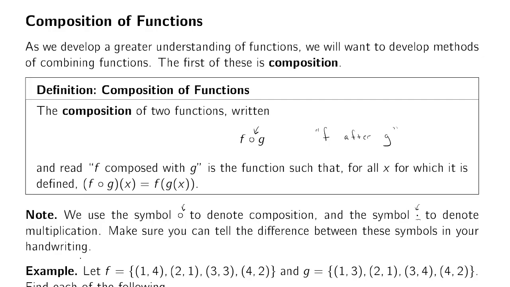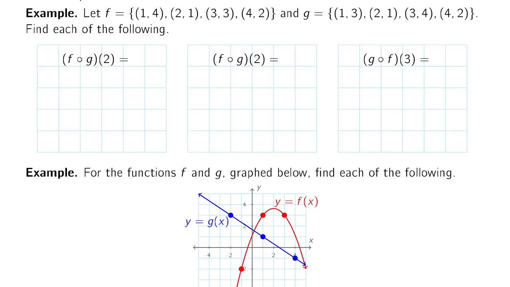Let's see a short example with a function presented as just a list of pairs. Here the function f consists of these four pairs, and the function g consists of these four pairs, and we'd like to take f composed with g of 2. So that means f of g of 2. So first we take g of 2. Looking in g, we find 2 in the first space. With input 2, g gives output 1. So g of 2 is 1.